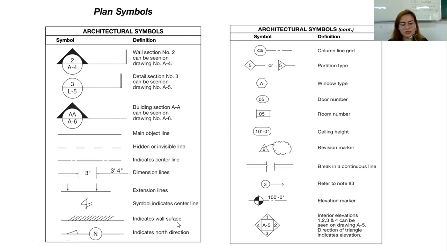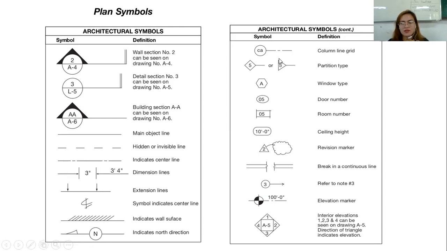Ball surface is medium. So this is the north direction. Actually, we have different variations of the north direction. The important thing is the arrow pointing to the north, and the north indication, which is the letter N. It is also important to be mindful of the line weights and line types.